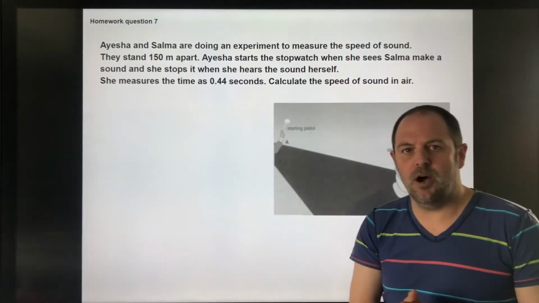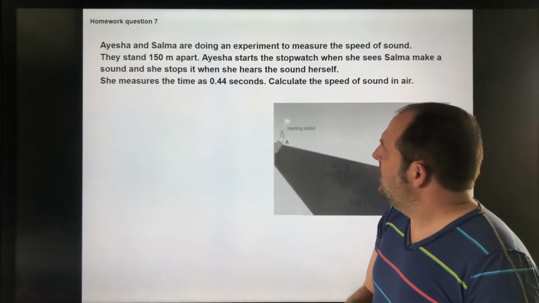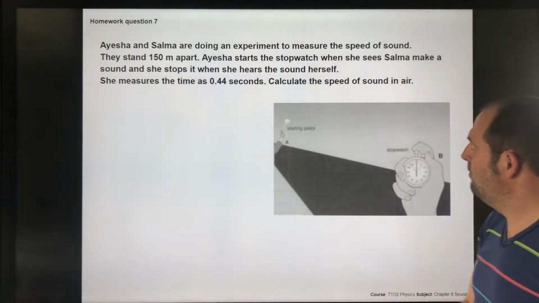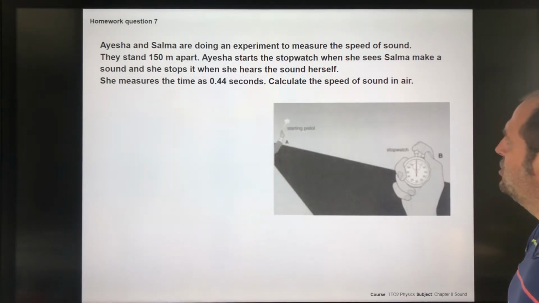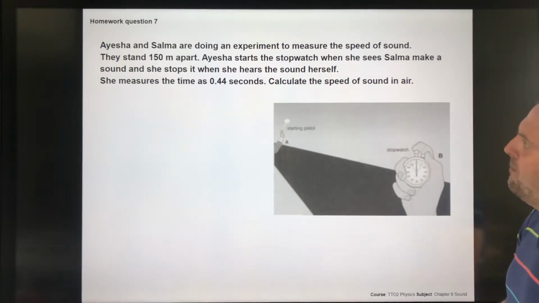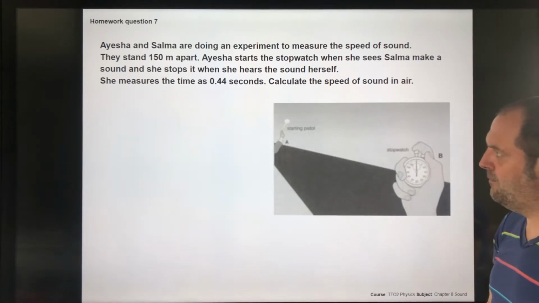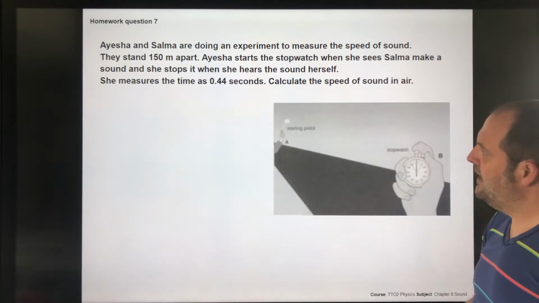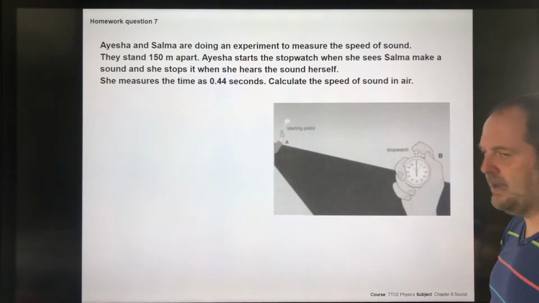Okay, let's start with the first question. That was question 7. Aisha and Salma are doing an experiment to measure the speed of sound. They stand 150 meters apart. Aisha starts the stopwatch when she sees Salma make a sound, and she stops it when she hears the sound herself. She measures the time as 0.44 seconds. Calculate the speed of sound in air.